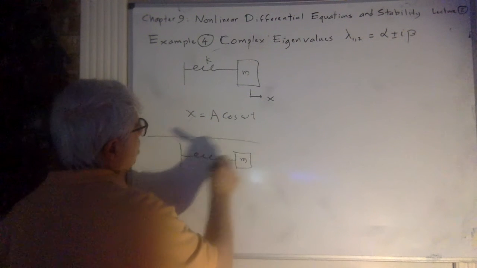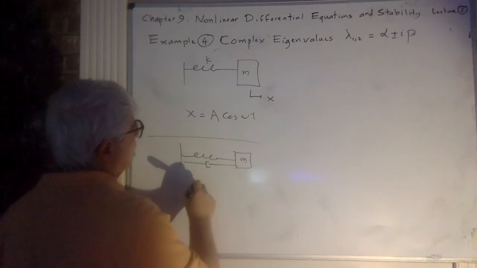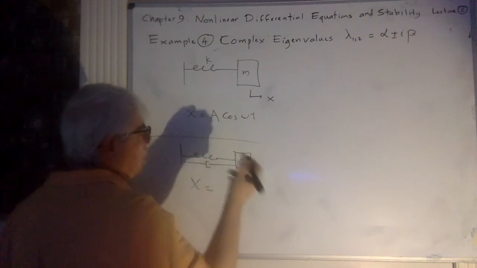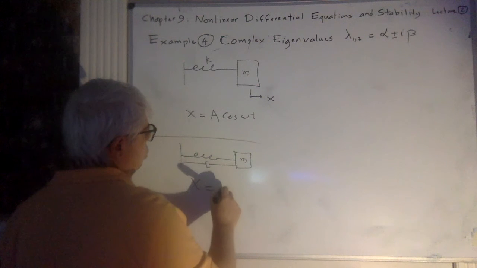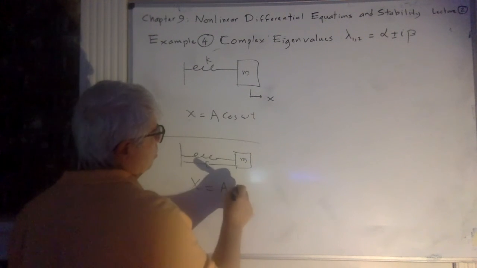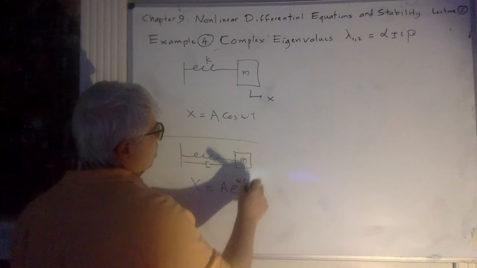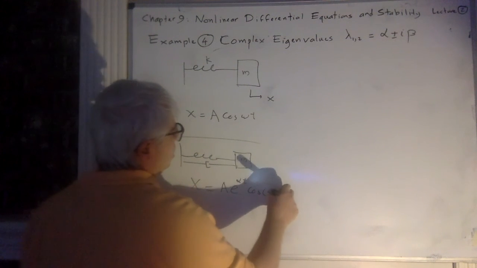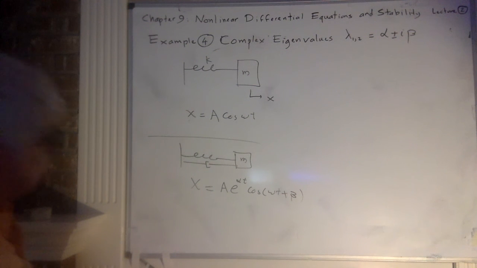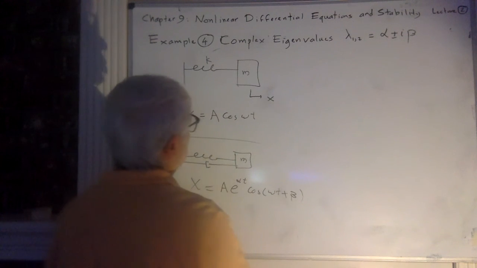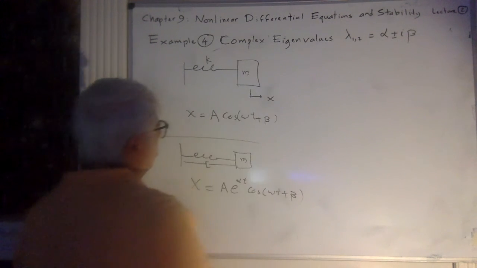Okay? But if we have damping, we will get x is some A and B. So it will be some A, some e to the power alpha t, then cosine omega t plus beta. So it has a phase shift. That one also might have a phase shift, depending on initial conditions. This one also can have a phase shift. But anyway, it looks like this.